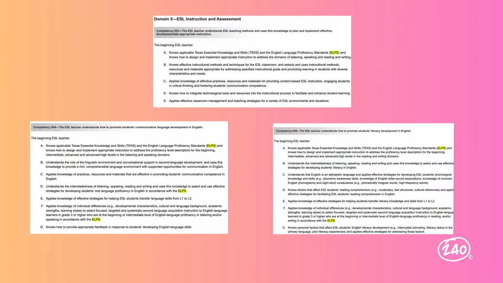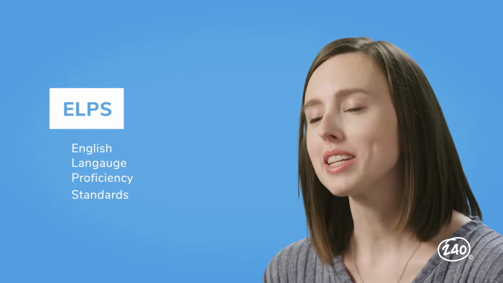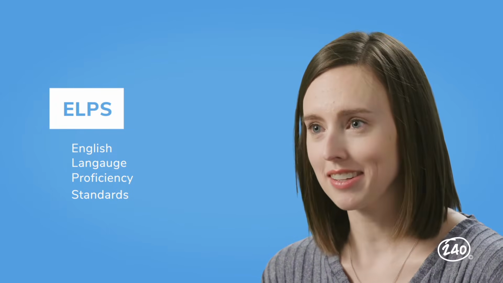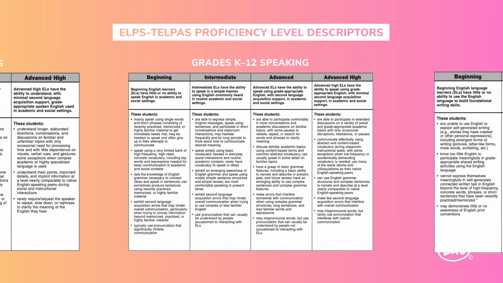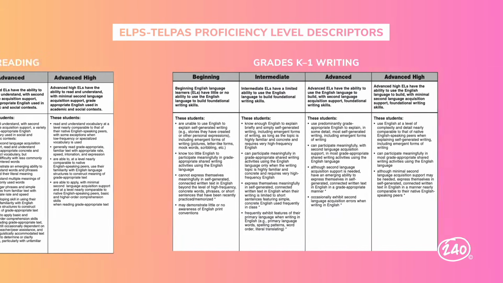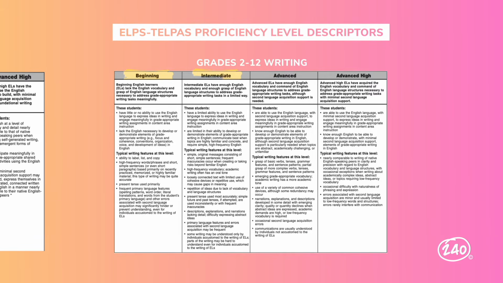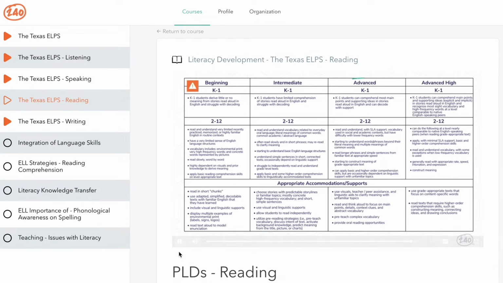I'm talking about the ELPs. These are the English language proficiency standards used when teaching English language learners in Texas. They describe student expectations for listening, speaking, reading, and writing at the beginning, intermediate, advanced, and advanced high levels. Now, this may seem like a lot of information, and it is, but we've taken these charts and broken them down into easily digestible takeaways, and you'll find them in our study guide.